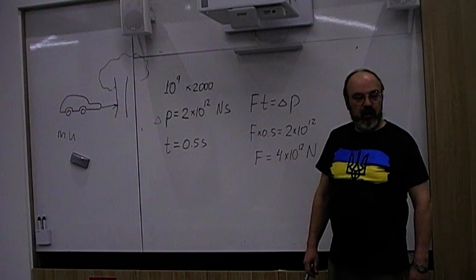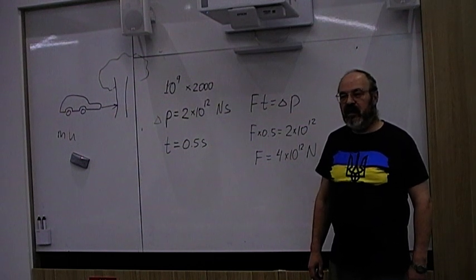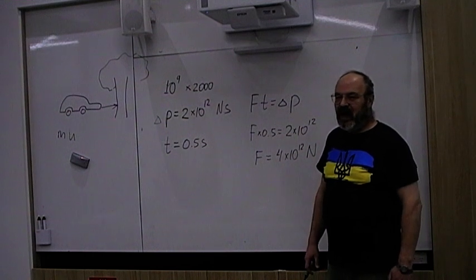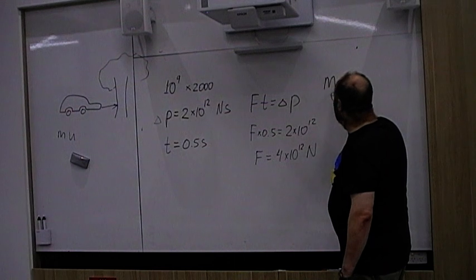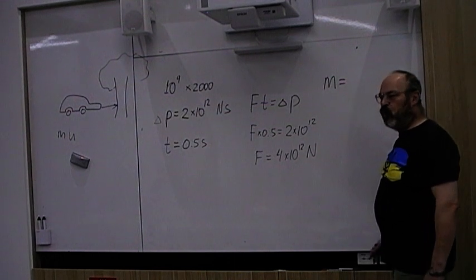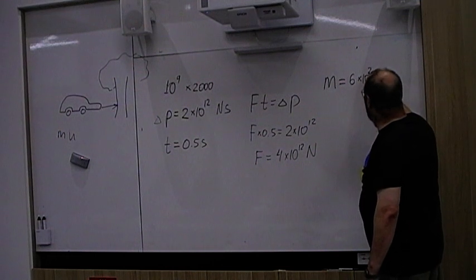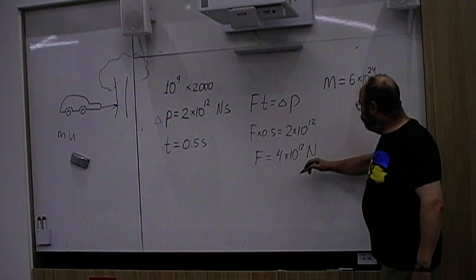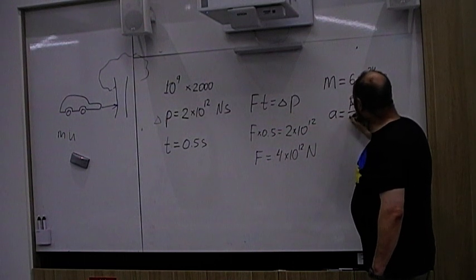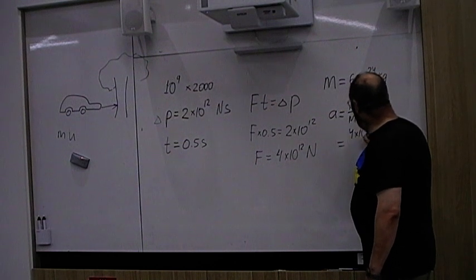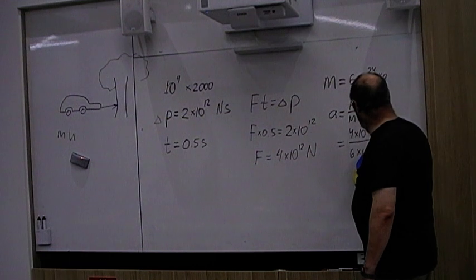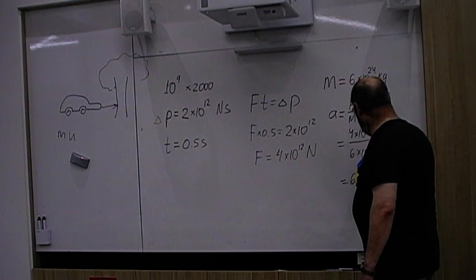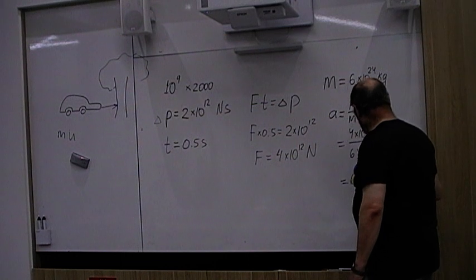Now let's find what acceleration Earth will get as a result of this. 2 divided by 0.5 equals 4. I don't remember exactly the mass of Earth, but I remember the order, so let's say 6 times 10 to the power of 24 kilograms. Let's find what acceleration Earth will get under this force. Acceleration equals force divided by mass, so 4 times 10 to the power of 12 over 6 times 10 to the power of 24 will be equal to 6.7 times 10 to the power of negative 13 meters per second squared.